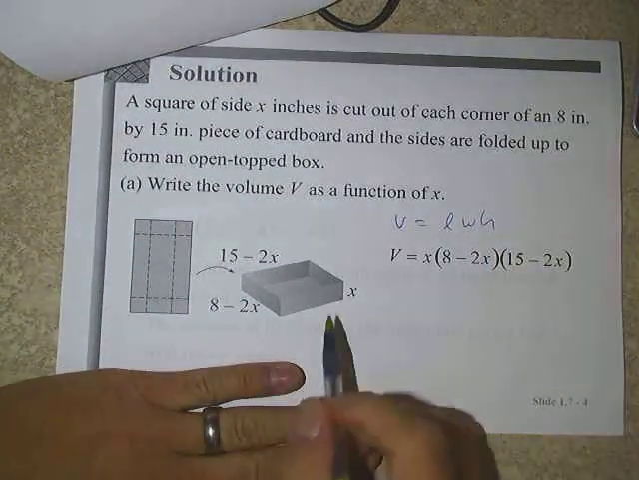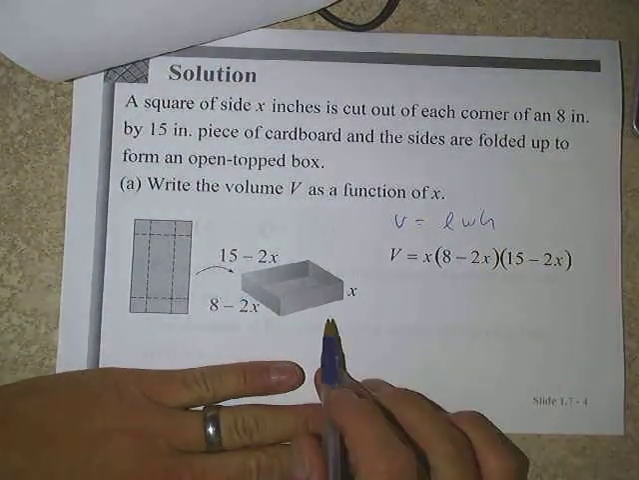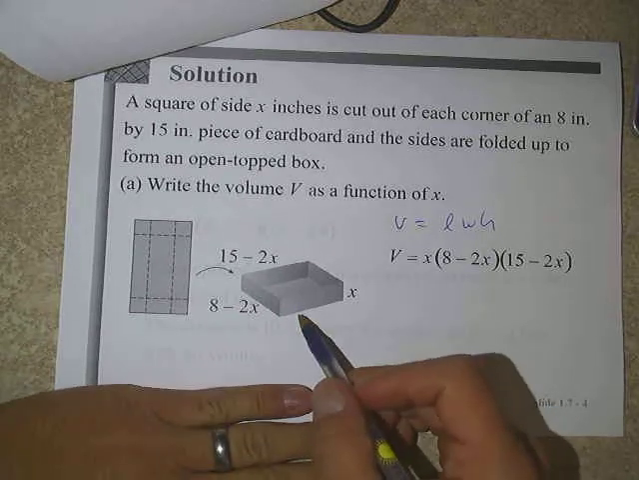The first issue here is writing a volume formula, and in our case, volume equals L times W times H because this is going to create a prism.